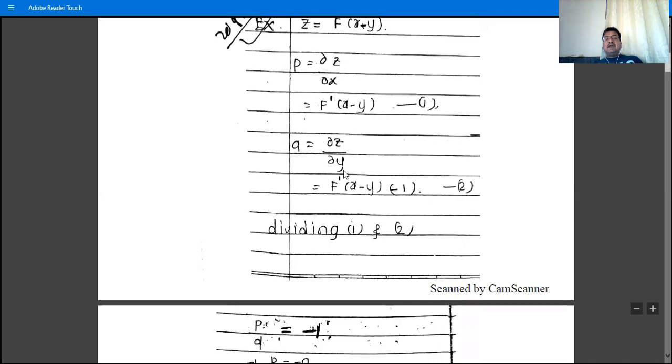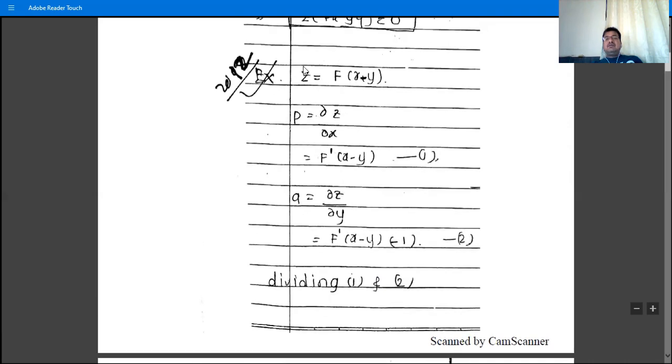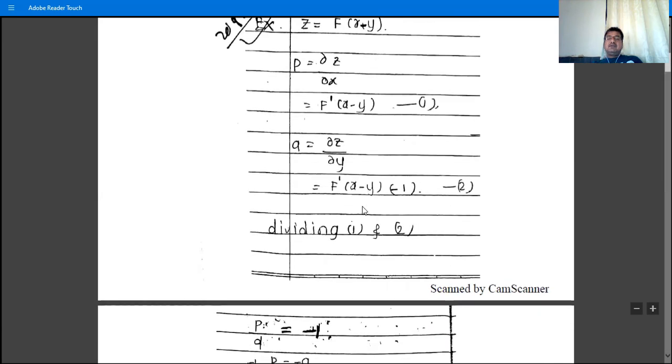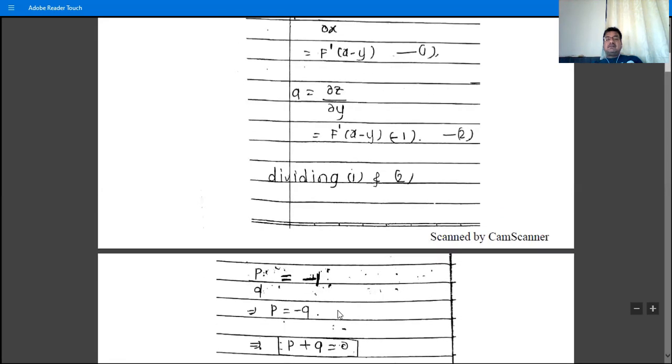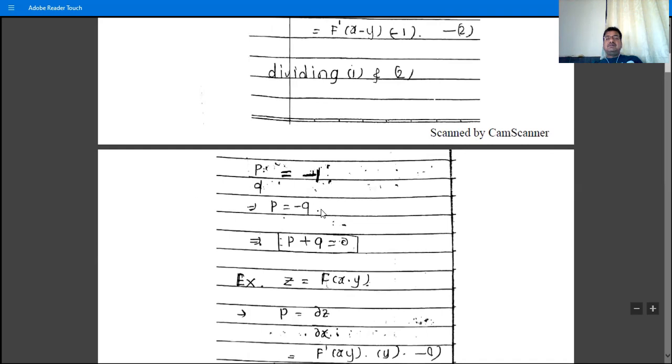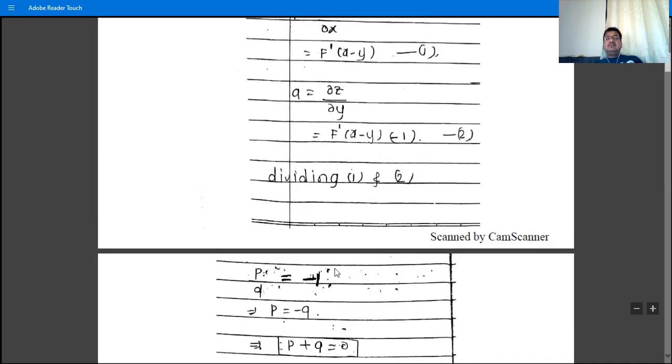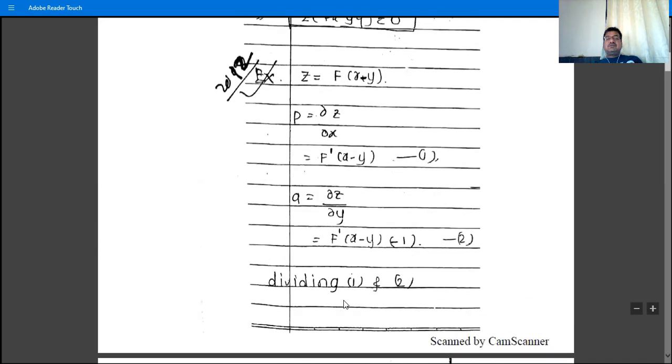Then del z by del y, with respect to y the derivative is q, and it's f dash of x minus y into the derivative of x minus y with respect to y, which is minus 1. The derivative of x is 0 and the derivative of minus y is minus 1. And then dividing 1 and 2, we have p by q is equal to minus 1. And so p is equal to minus q, and we have p plus q is equal to 0, either dividing 1 and 2 or adding 1 and 2.